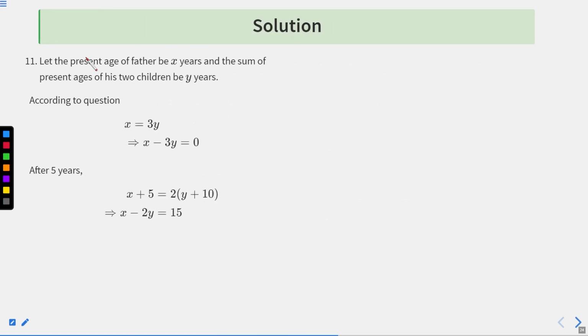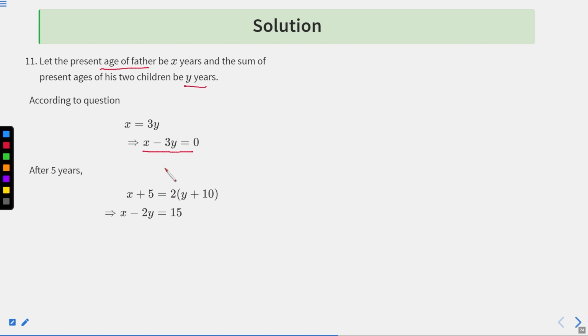So here we can first let the present age of the father be x years, and the sum of the present age of his two children be y years. Now according to the question, x is equal to 3y, and if we rearrange this equation, it implies x minus 3y is equal to 0. And after 5 years, x plus 5 is equal to 2 times (y plus 10).